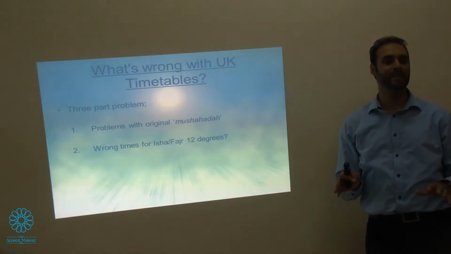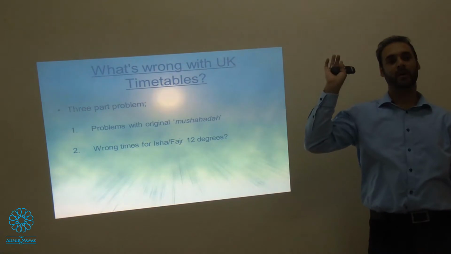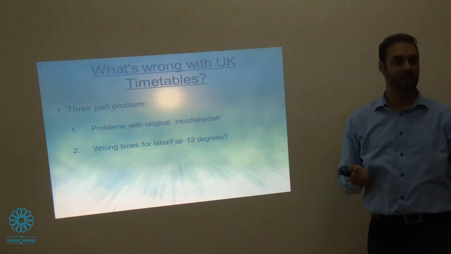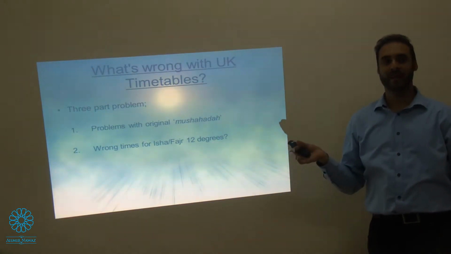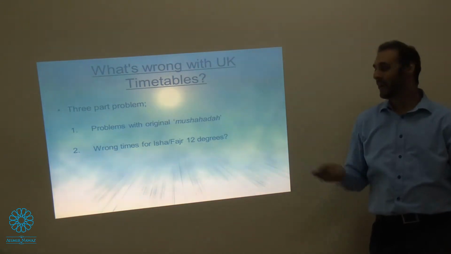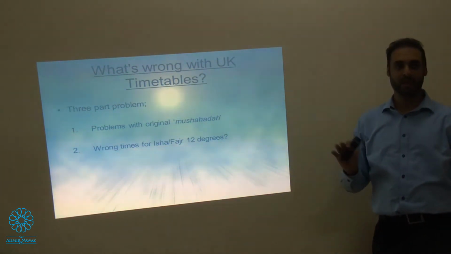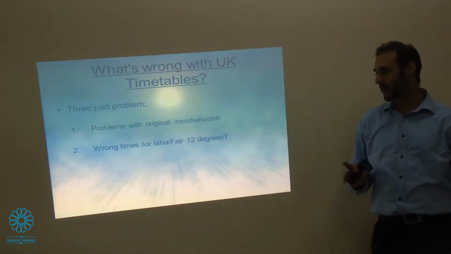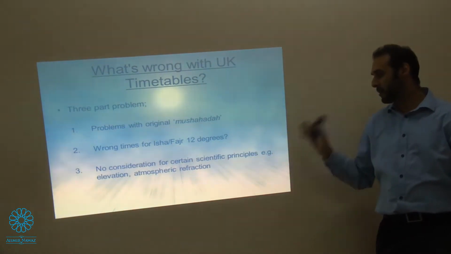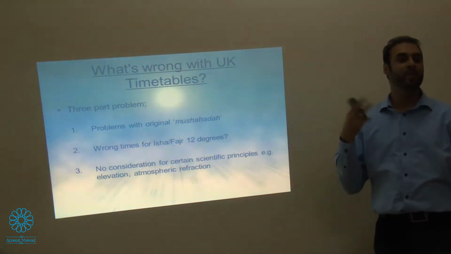Now, anybody that goes to a really dark sky, like a Bortle sky 0 or 1, will see that it's not dark. Yet in England, for like 10, 20 years, we were praying Fajr according to the 12-degree formula. In 87, some guys did observations and they drew their own timetables. There were massive problems with that, glaring errors we're going to go into. Now, no consideration for certain scientific principles, e.g. elevation, atmospheric refraction, or how to even observe properly.